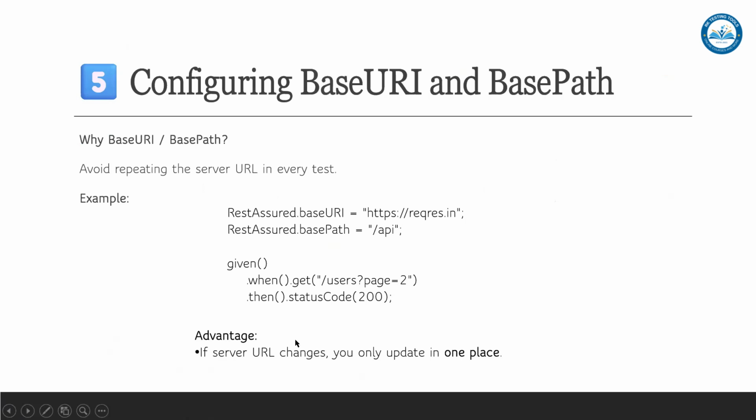And what are the advantages? If your server URL changes, you only need to update it in one place. For example, imagine you're working with different environments like QA, staging, and production. You don't need to go to each and every test method and change the base URL. You can change only one place, the base URL place. You can just change it to either stage dot request rest dot in, or QA dot request rest dot in, or production dot rest dot in. Like that, you can change it.